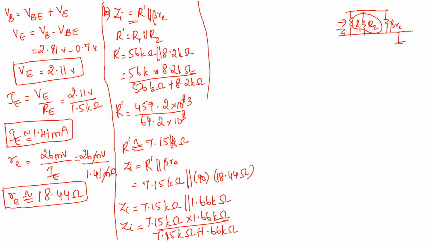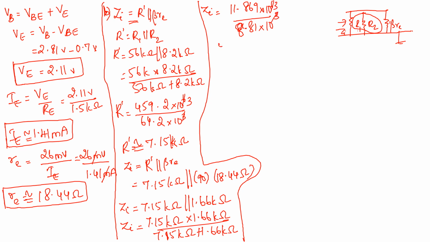Okay, so you will be getting Zi approximately equal to 11.869 into 10 raised to 6 divided by 8.81 into 10 raised to 3. Okay, so cancel it. So Zi will be approximately equal to 1.35 kilo ohm. So this is your input impedance. Okay, now C part, you have to find out your output impedance.